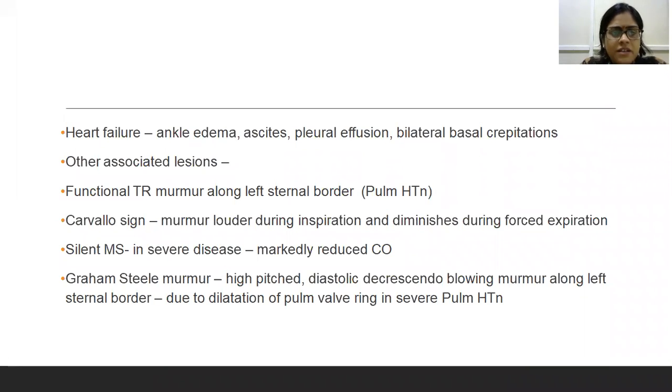Then you can also have a Graham Steell murmur. Graham Steell murmur is a murmur of severe pulmonary hypertension. You'll have a high-pitched diastolic decrescendo blowing murmur heard along the left sternal border. This is heard due to dilatation of the pulmonary valve ring and is seen in pulmonary hypertension.